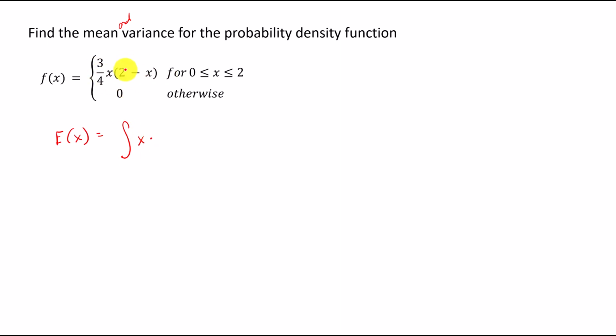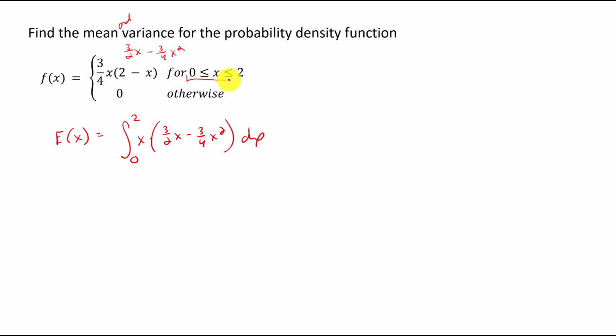Now, you can write it like this. I like to go ahead and distribute this first. If I distribute this, it's going to give me 3/2 x minus 3/4 x squared. So I'm going to write it like that: x times 3/2 x minus 3/4 x squared, and that's going to be from 0 to 2.